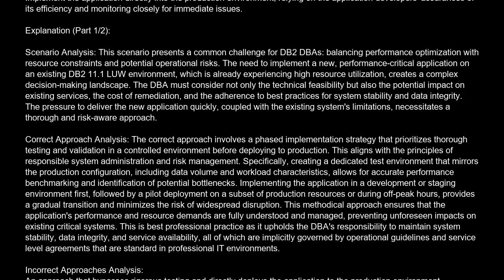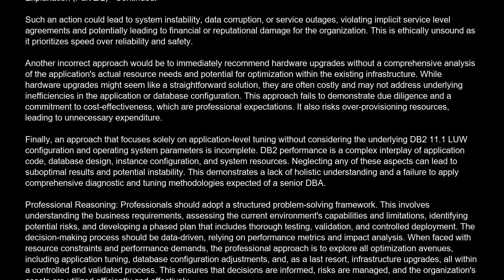An approach that bypasses rigorous testing and directly deploys the application to the production environment, assuming it will perform adequately, represents a significant regulatory and ethical failure. This demonstrates a disregard for established IT governance principles, which mandate controlled deployments to mitigate risks. Such an action could lead to system instability, data corruption, or service outages, violating implicit service-level agreements and potentially leading to financial or reputational damage for the organization. This is ethically unsound as it prioritizes speed over reliability and safety.